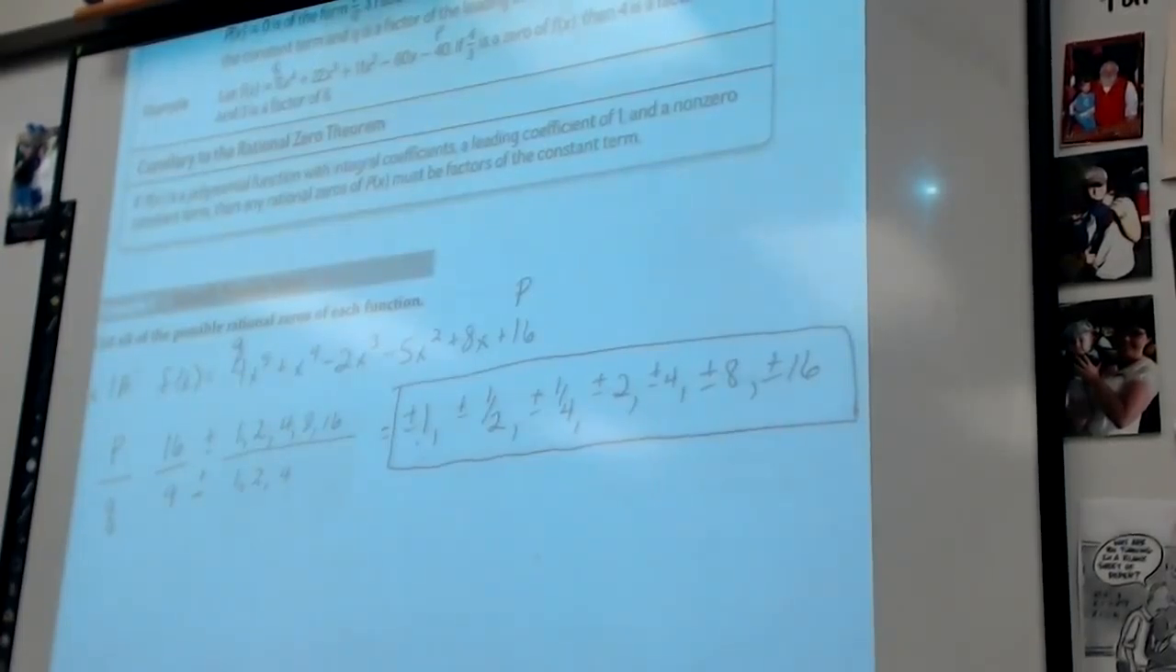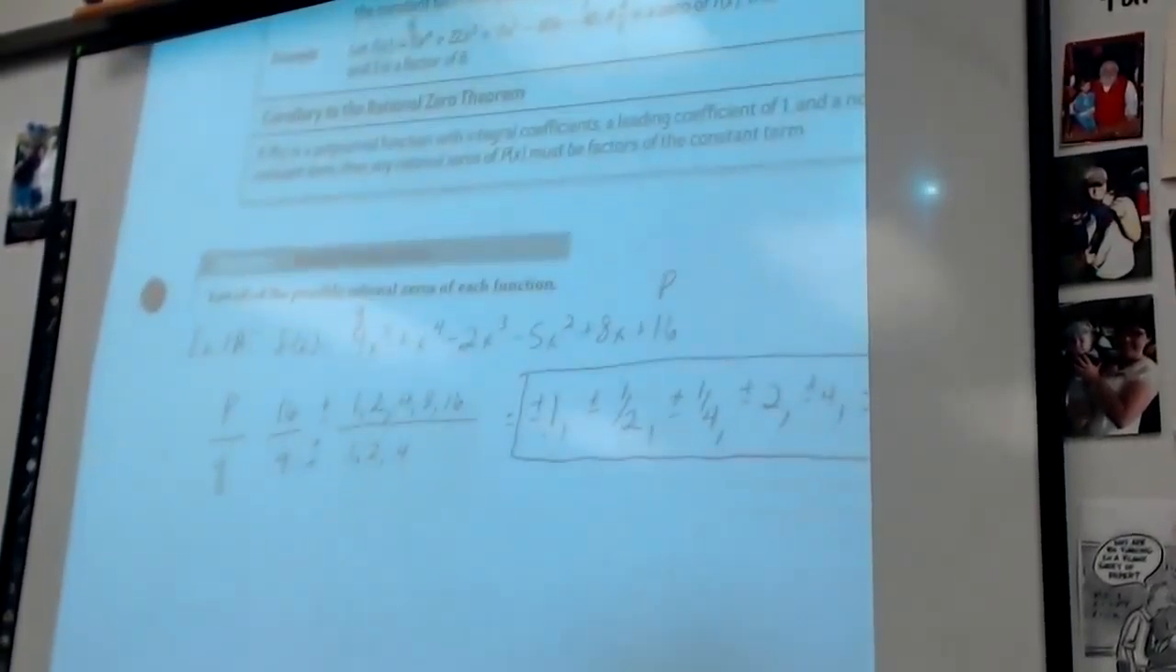So let's do one more like this one, example 1b. F of x equals x cubed plus 11x squared plus 24.